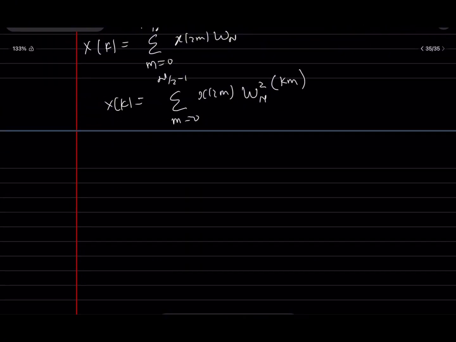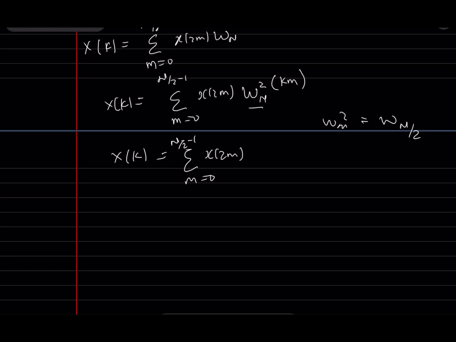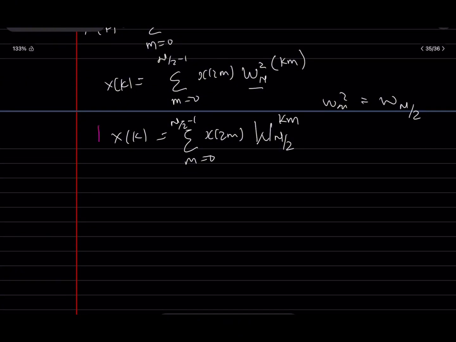We know that this omega N of 2 here can also be written as omega N over 2, or W_{N/2}, and therefore X of k is equal to the summation of m equal to 0 to N over 2 minus 1 of x of 2m, and then we can write W_{N/2} to the km. So I hope this one helps here. Let's look at this, this is the even aspect.